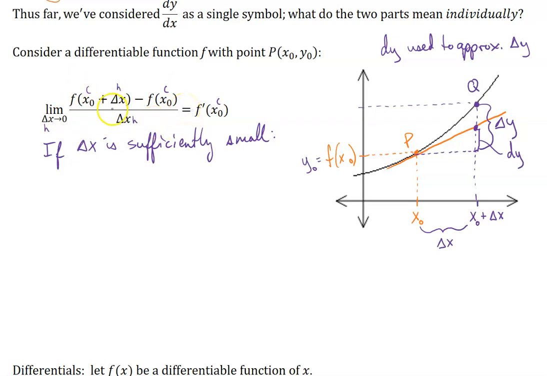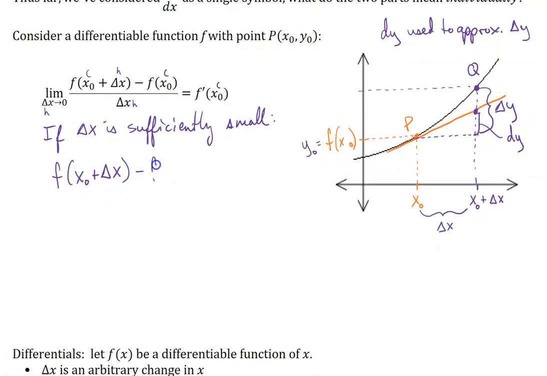So in other words, we can write this without the limit because the denominator is no longer 0. So we have f of x sub 0 plus delta x minus f of x sub 0, okay, all over delta x, and that is now approximately equal to f prime of x sub 0. So no longer exactly equal, okay, because we don't have a limit and we have 2 distinct points instead of 1 point that's approaching the other.